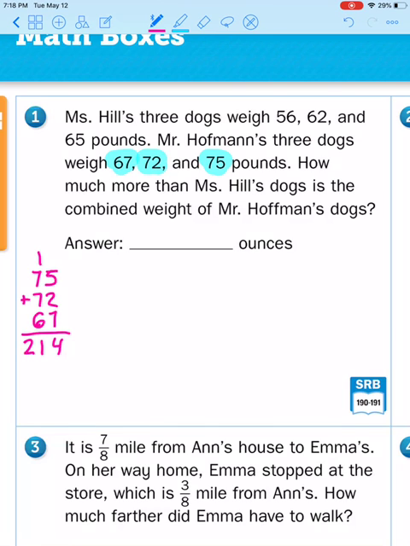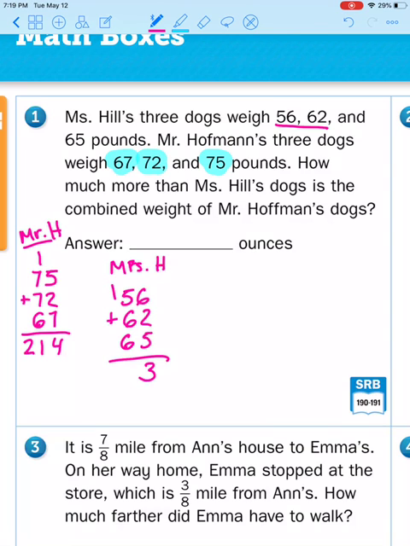So now we have to figure out how much does Mrs. Hill's dogs weigh. So this is Mr. H for Mr. Hoffman and Mrs. H for Mrs. Hill. And her dogs weigh 56 plus 62 plus 65. So 6 plus 2 is 8 plus 5 is 13. 5 plus 6 is 11, plus 6 again is 17, plus 1 is 18.